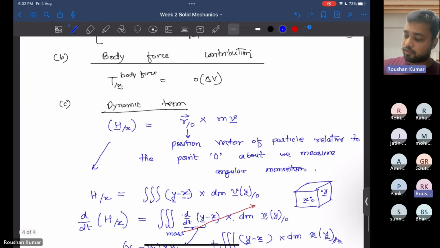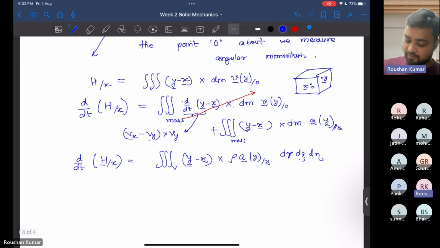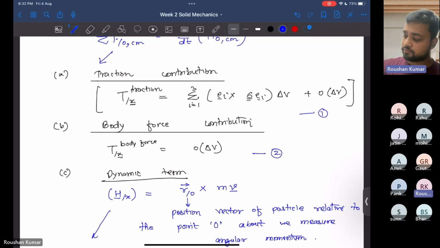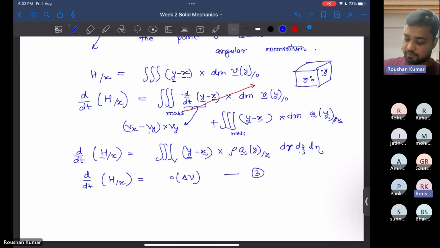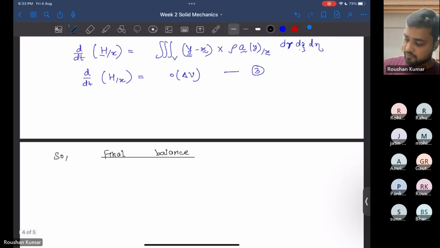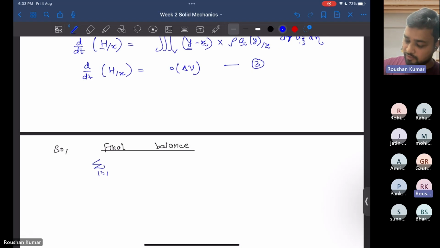As we discussed above, the body force term is of lesser order than delta v. Here also we get the same as the body force, that is d by dt of h of x is some lesser order of delta v. If we balance the three equations, that is equation number 1, equation number 2 and equation number 3, we finally get the final balance equation: summation over i equal to 1 to 3 of ei cross sigma ei delta v plus order of delta v is equal to order of delta v.